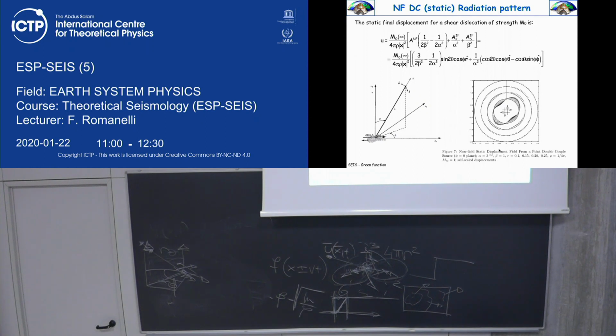Okay, this is the piece of information that you have to take home if you want to be polite with Alessandra. Because that's the piece of information that is left there when you consider the static displacement after a double couple. I know it's a mess. And this stays for near field, intermediate field for P, intermediate field for S. It has to be written like that. You see it's decaying faster than the far field. It has a radiation pattern.